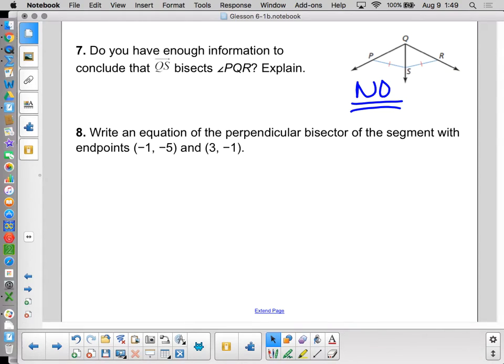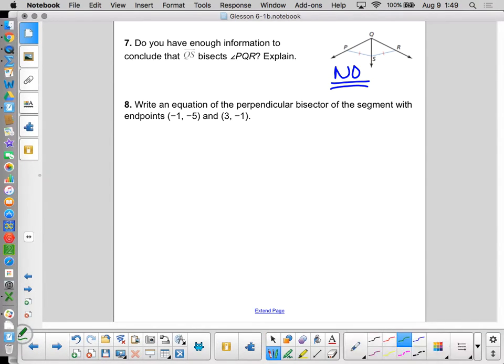Finally, write the equation of a perpendicular bisector to a segment with the given endpoints. So exactly what we just did before. Find the midpoint of this segment. So right back to where we were. The midpoint is at (-1 + 3)/2, (-5 + -1)/2. Remember, for midpoint, we add and divide by 2. Negative 1 plus 3 is 2. 2 over 2 is 1. Negative 5 plus negative 1 is negative 6. Negative 6 over 2 is negative 3.